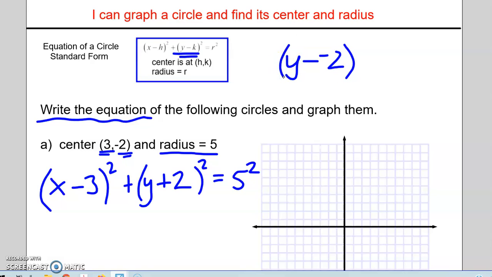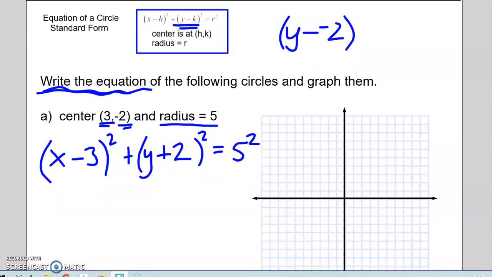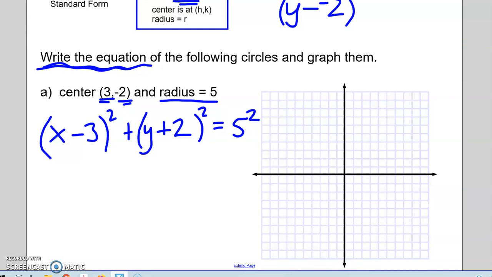And y minus negative 2, then it's y plus 2. Okay, now that we've written the equation, let's graph this. So our center is at 3, negative 2. Okay, so that is my center.